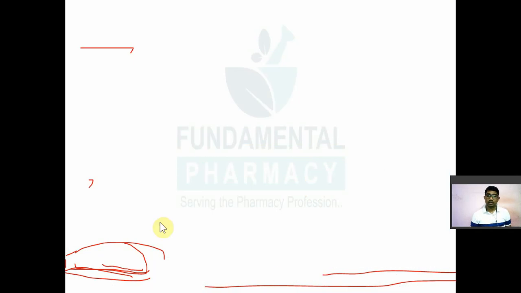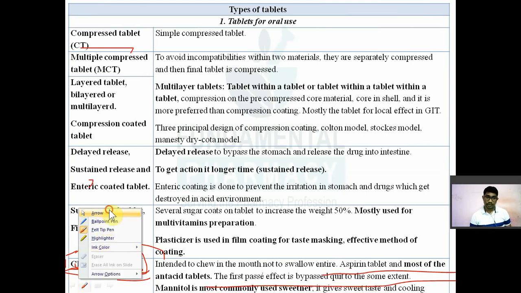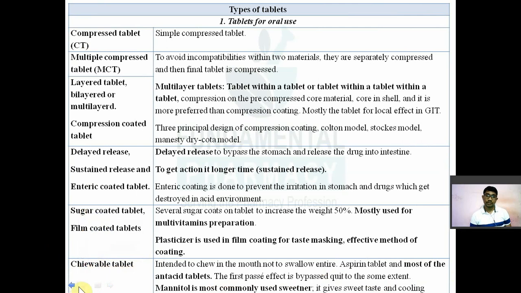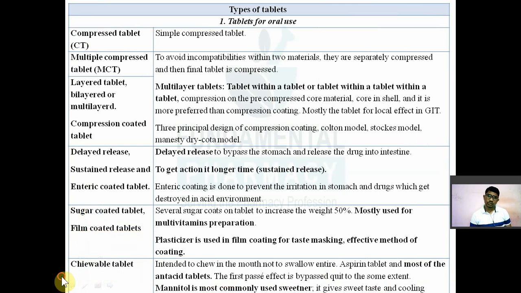Mannitol, remember, mannitol is the most commonly used tablet diluent or sweetener in the chewable tablet. Okay, questions have come on this, remember this. Most commonly used diluent or sweetener in the chewable tablet, that is nothing but mannitol, because mannitol has one more advantage.